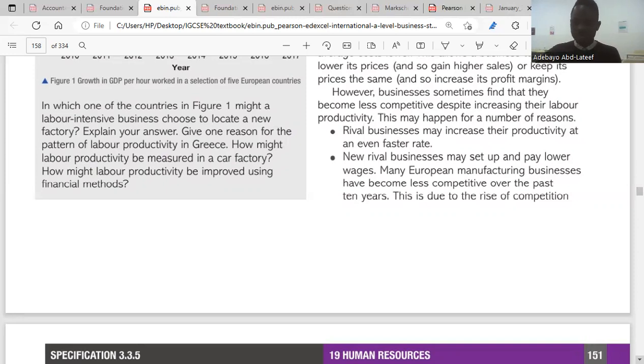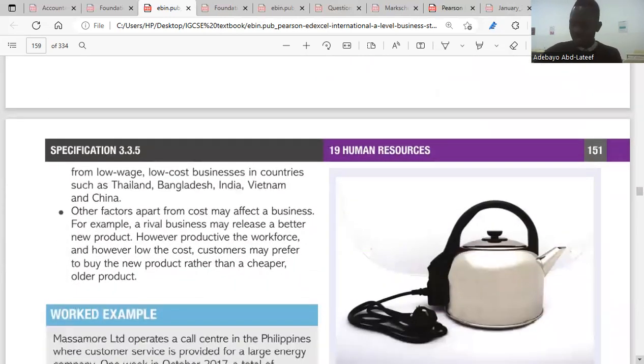The third reason, rival businesses may release better new products. Yes, you have increased your productivity, but your competitors have just launched products that are more superior than yours, or they have just launched services that are more superior than yours. Then it makes you to be less competitive.